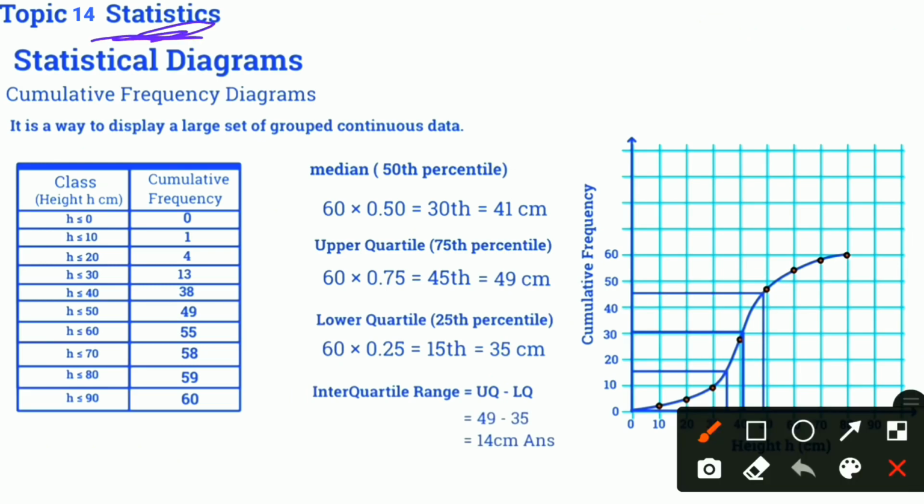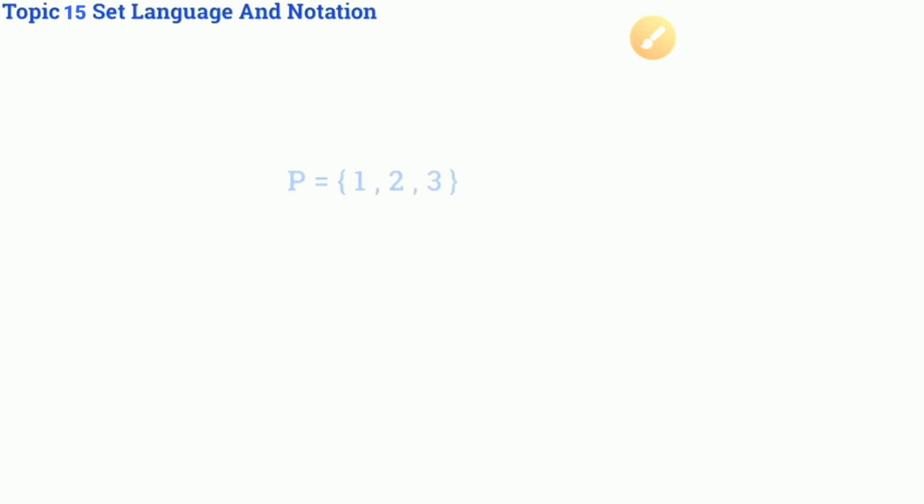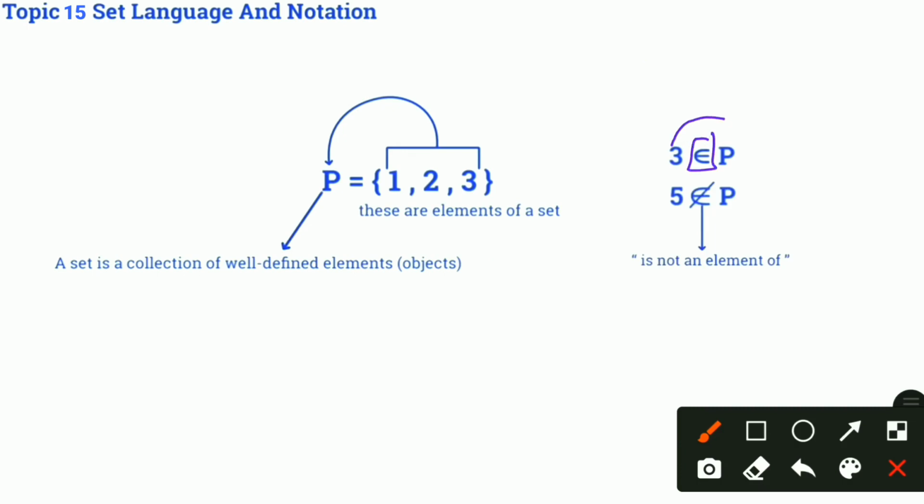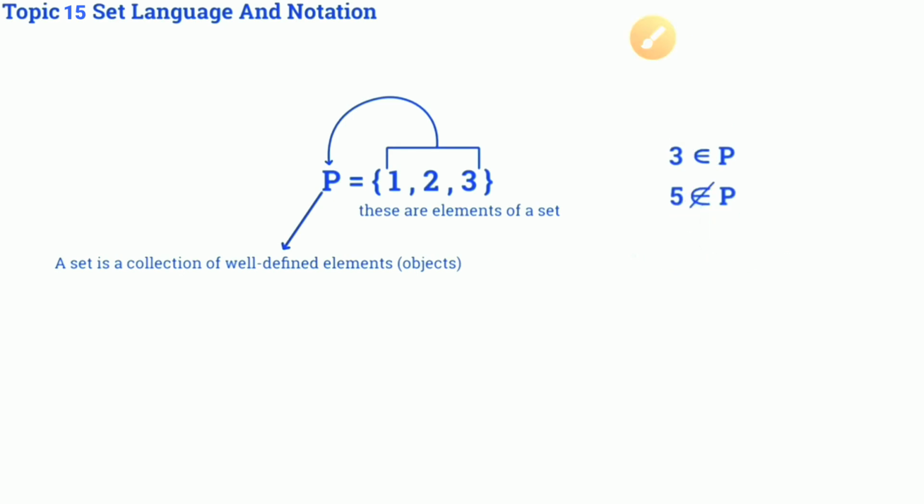That's the end of the topic statistics. Now we're going to move to the next one: language and notation. This is the last topic of O-level math part 2. Sets. P is a set. A set is a collection of well-defined elements, and in the brackets are the elements of P. This symbol tells us that 3 is an element of P, and this symbol tells us that 5 is not an element of P.